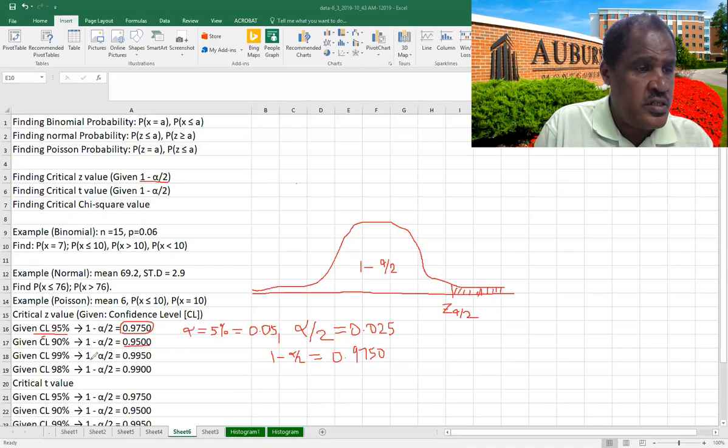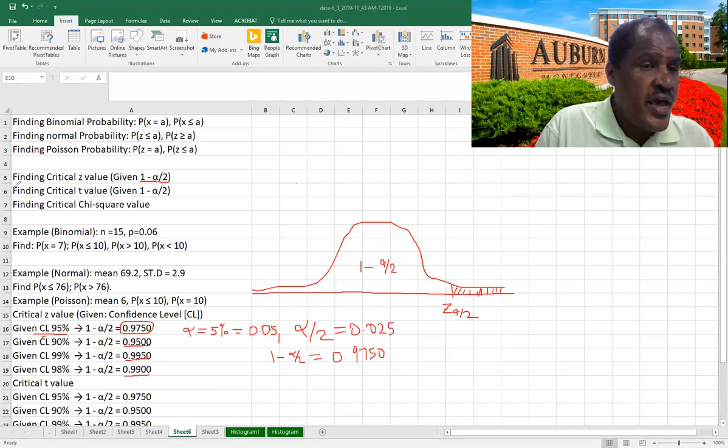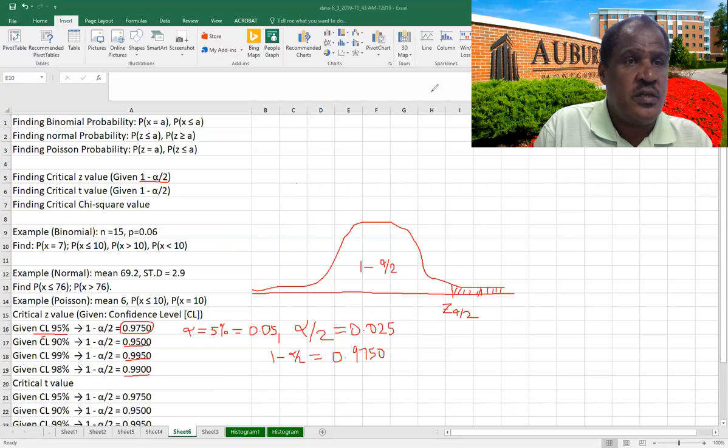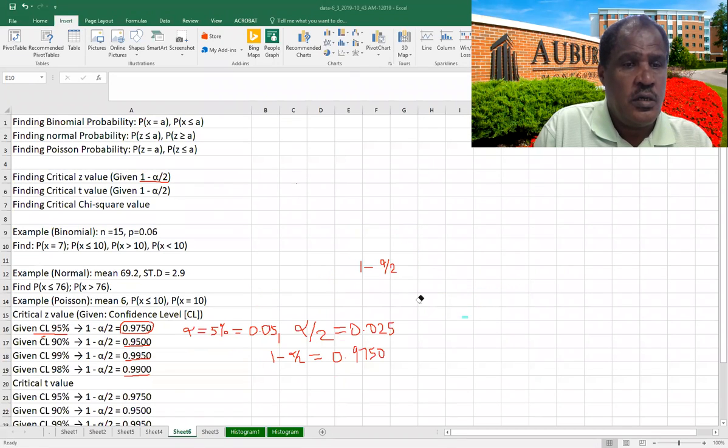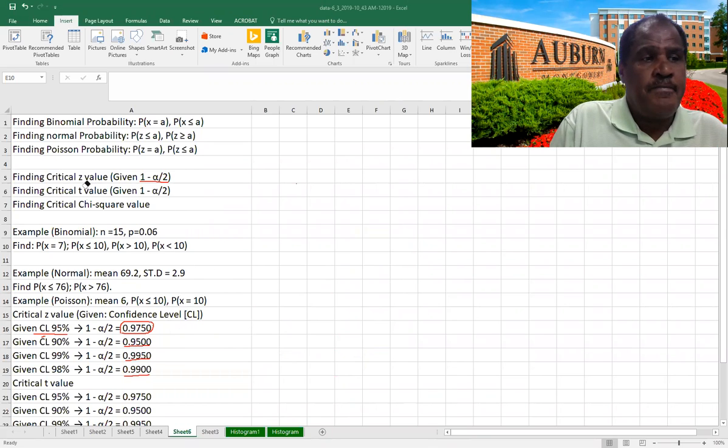Similarly, given 90%, you can see how you find this. Given 99%, you can find that 1 minus alpha over 2 is this number. Given 98% confidence level, you can find out that the 1 minus alpha over 2 is this number. Now, given that, it's now easy to find, let me erase this first, okay? Given this, it's always easy for you to find the critical value. Here is how we do it, okay?